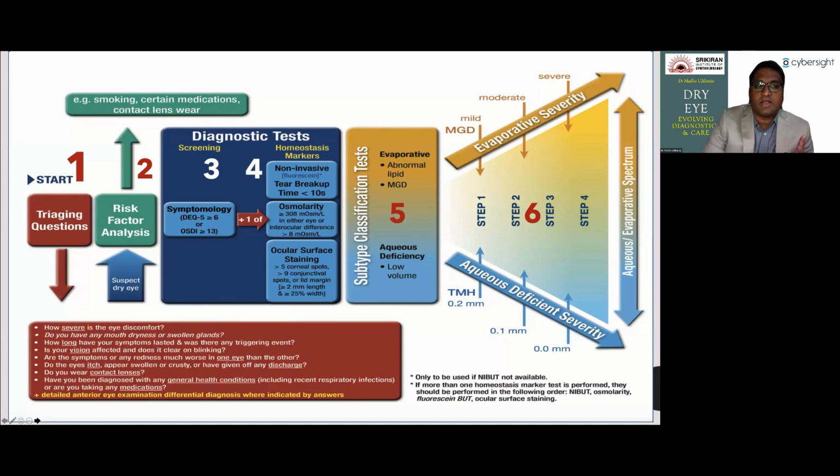The first part is the triaging question. The second part is the risk factor analysis. The third part is the symptomology. The fourth part is the test that we use for looking at the homeostasis of the tear film and ocular surface. The fifth part is differentiating it as evaporative or aqueous deficient. And the sixth part finally is the management part. I'll dissect each one of these parts individually to make it simpler.